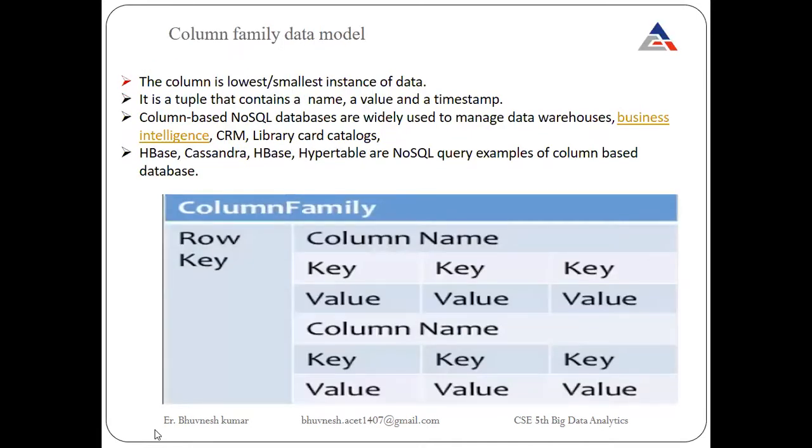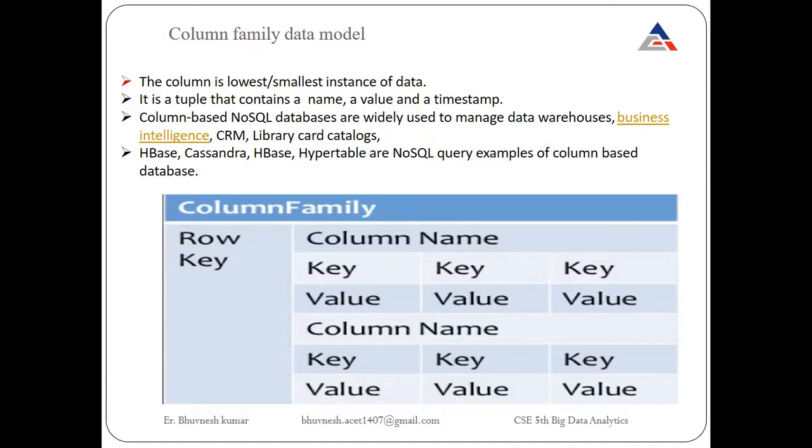Next is the column family data model. This is the second model. The column is the lowest and smallest instance of the data. It means we are storing our data in the form of a column family, in the form of columns. It is a tuple that contains a name, a value, and a timestamp. We have a column name, and under that column name, we have different keys and values.